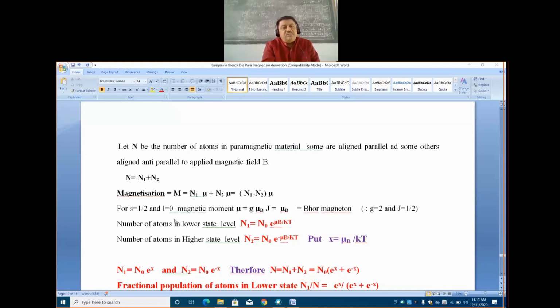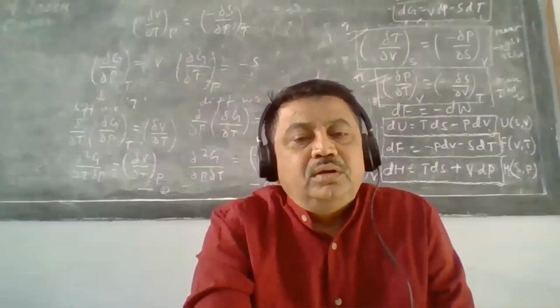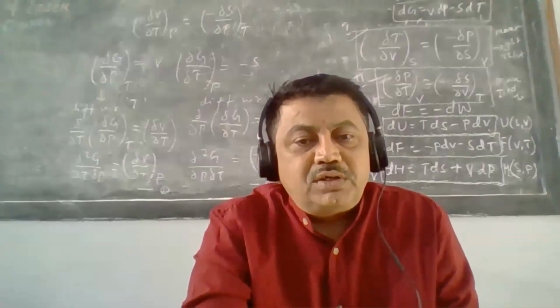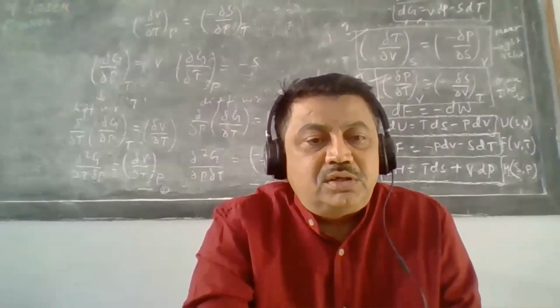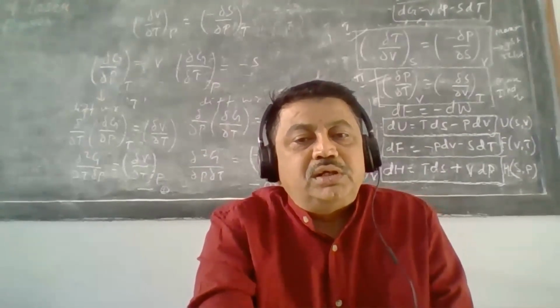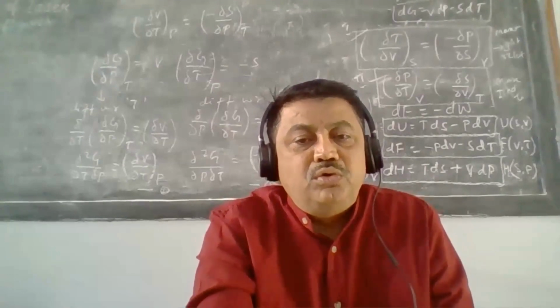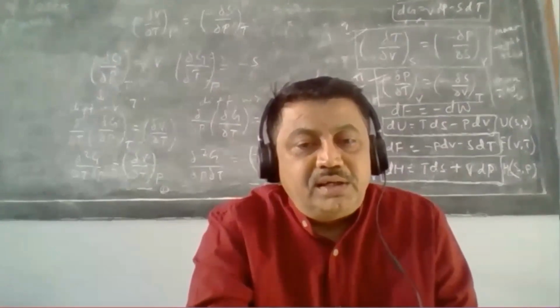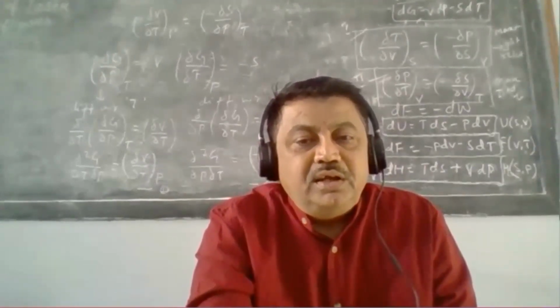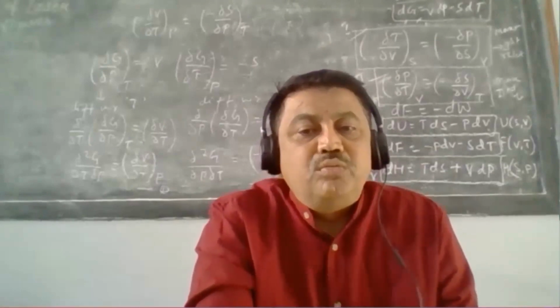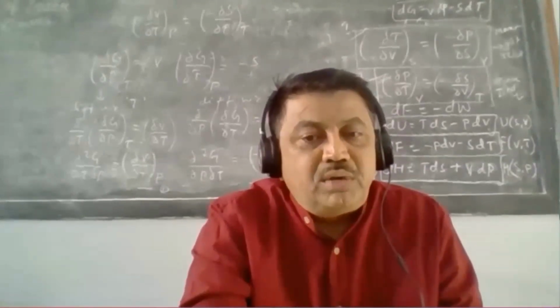So, the number of atoms in the lower state can be obtained by N1 equal to N0 e raised to mu B by KT. This is again applying the Maxwell-Boltzmann statistics. The number of atoms in the lower state N1 is equal to N0 e raised to mu B by KT, and in the higher state, N2 is again N0 into e raised to minus mu B by KT, because the magnetic moment is minus here.